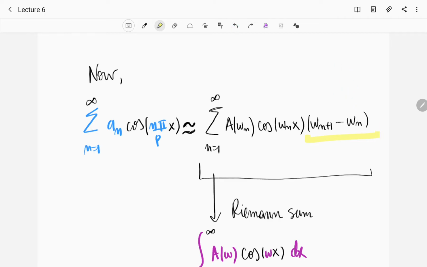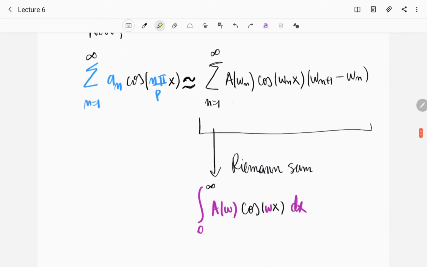Okay, once we have this expression, for those that know what the Riemann sum is, it's exactly what we have here. So taking the limit of this series, we get this integral: the integral from 0 to infinity of our function capital A of omega times cosine of omega x, differential x.